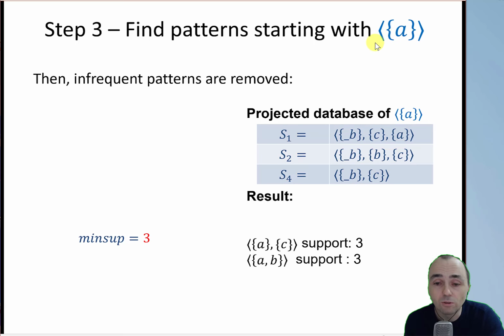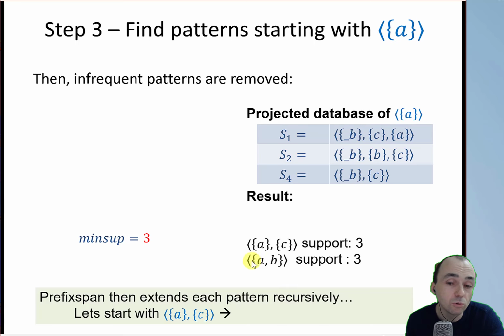After that, PrefixSpan will again take each of these patterns and extend them recursively. So we start with A followed by C to find all the patterns that start with A followed by C. Let's do this, and then we'll do what starts with AB.